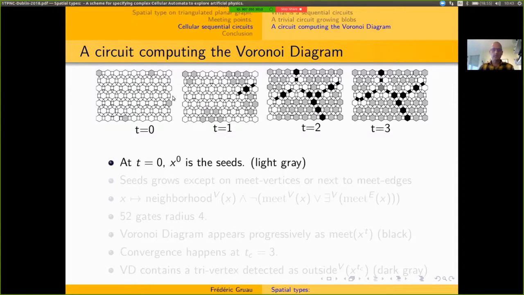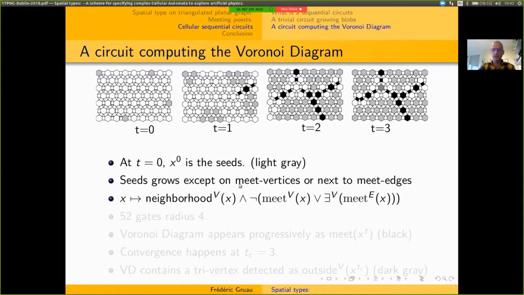At t equals 0, we start with 4 light gray seeds, and we let the seeds grow using the preceding growing, computing the neighborhood, except we don't grow next to a meeting edge or on a meeting vertex. So we are going to reuse the 38 logic gates computing the meeting point, and we add 14 gates to compute those little things. So we end up with a circuit of 52 gates and radius 4.